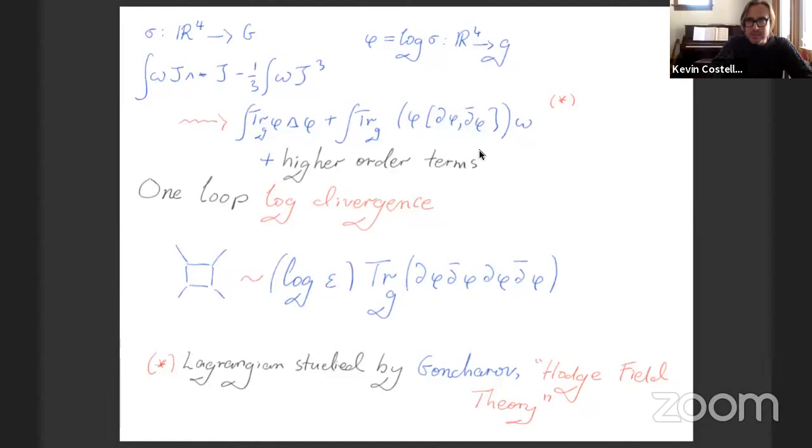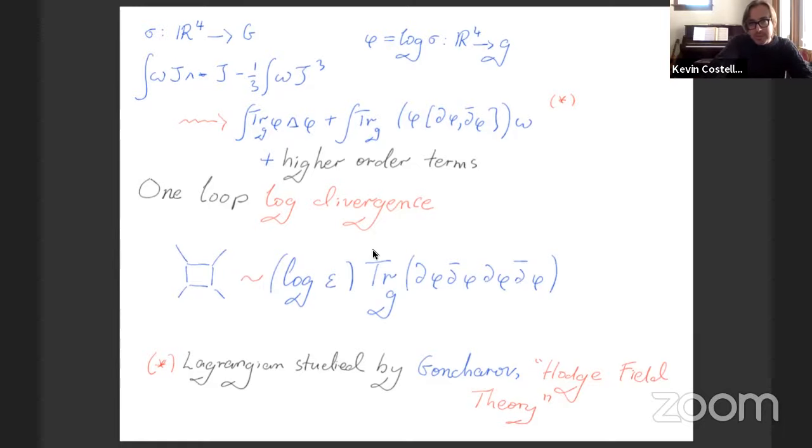So it turns out if I ignore the higher order terms, exactly this Lagrangian was studied in some lovely work by Sasha Goncharov, who was interested in, so this Lagrangian somehow reproduced some mixed Hodge structures. I don't fully understand it. In any case, let's look at this Lagrangian. It turns out there is a one-loop logarithmic divergence given by this diagram, the same diagram we studied earlier.